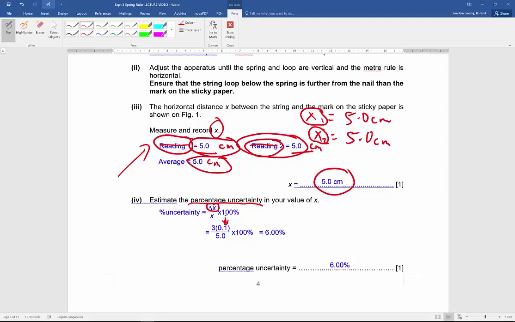But how do you score this 1 mark for this kind of question? Take note of every single step I mentioned. Number one, the equation must be mentioned: delta x over x times 100%. That's number one. Number two, delta x is a judgment.